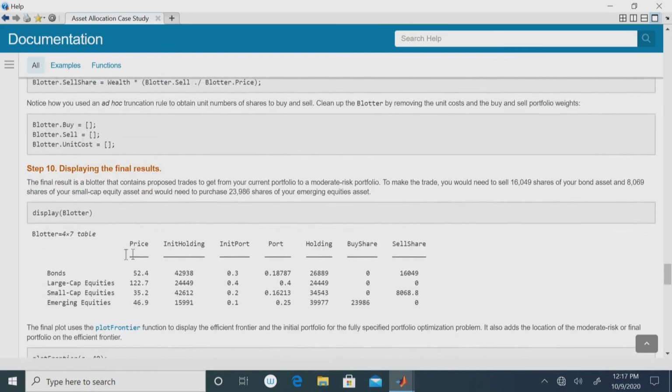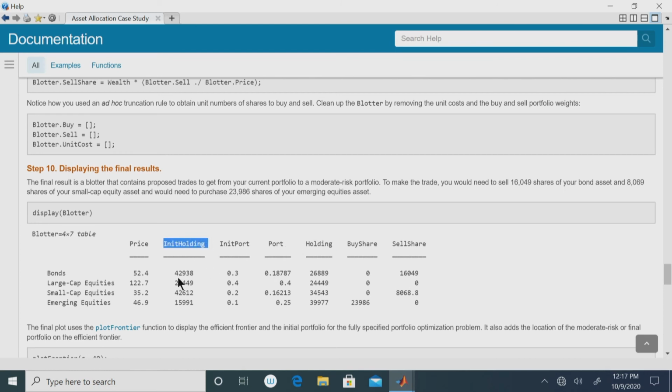And so, now that you have a new component to the blotter in terms of buying and selling that comes into the picture, the blotter is now a 4 by 7 table, where of course you have the price, initial holding, and initial portfolio that was there. This is your new portfolio which you have calculated. So, this has to be your new holding now. The new holding is given by this particular column. And so, now you compare the initial holding with the new holding.